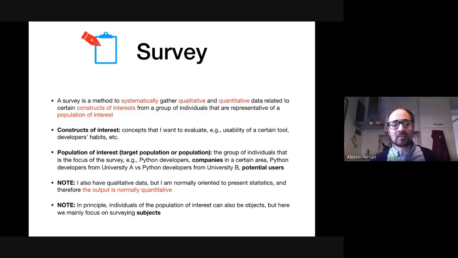The individual of the population, in principle, can be also objects. So you can also do a survey about objects, so pieces of code. But in this case, we focus on the most common thing, that is surveying subjects, okay, surveying people. A survey can take the form, let's say, of a survey on objects in the so-called discipline of mining software repositories, as we mentioned several times.